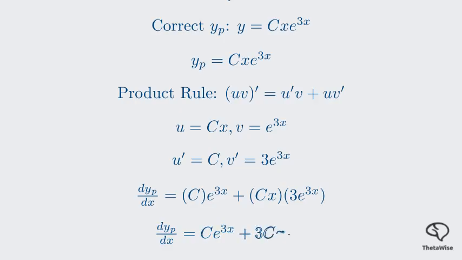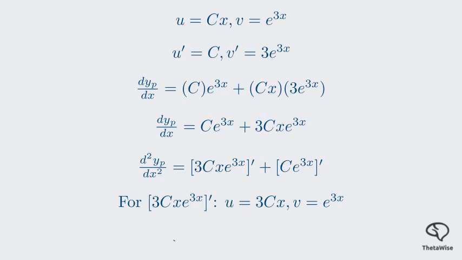Or, as written in the memo, dy/dx equals 3cxe to the 3x plus ce to the 3x. Great! Now let's find the second derivative, d²y/dx², by differentiating our first derivative. We'll need to use the product rule again, but this time on the term 3cxe to the 3x, and then we'll add the derivative of ce to the 3x. Let's apply the product rule to 3cxe to the 3x.